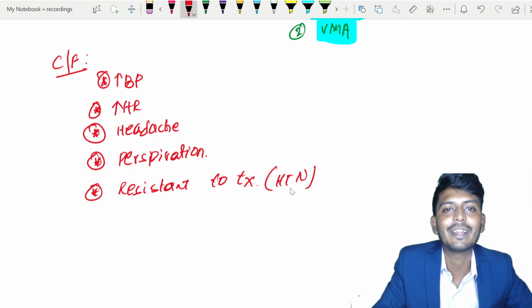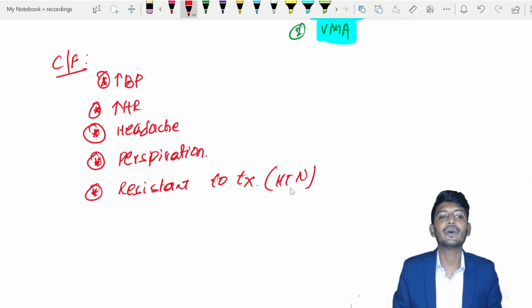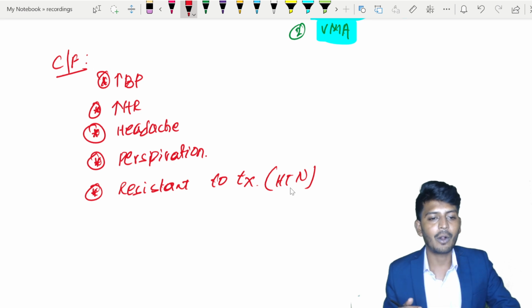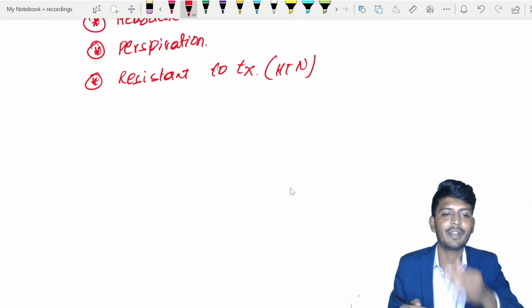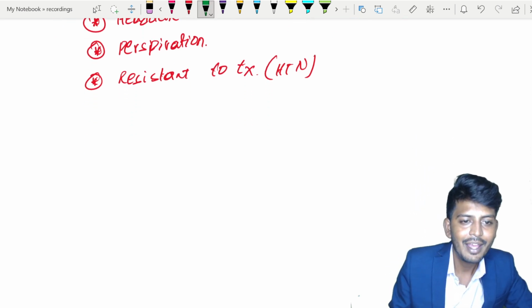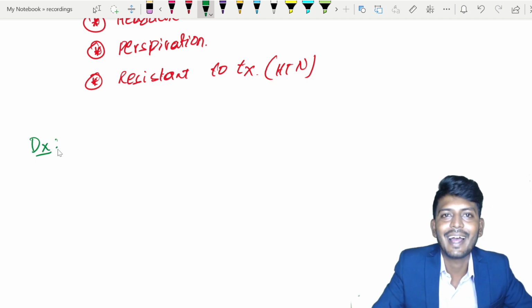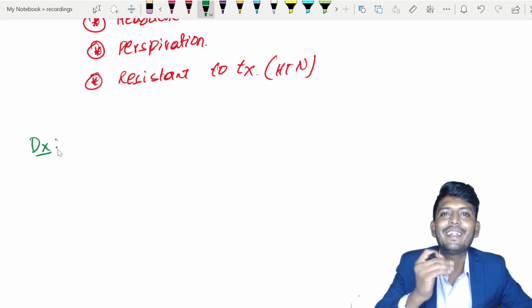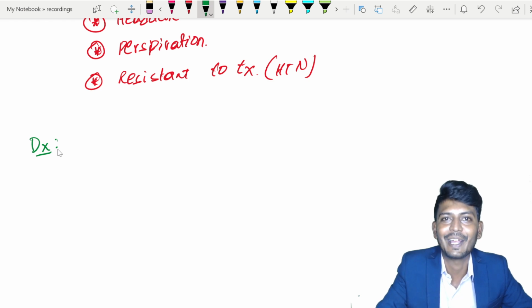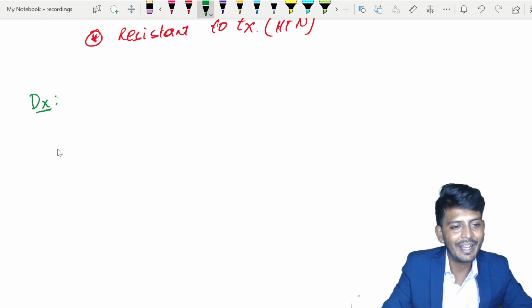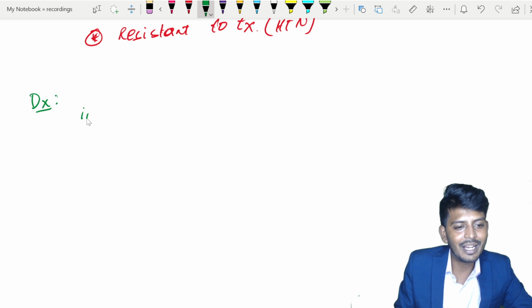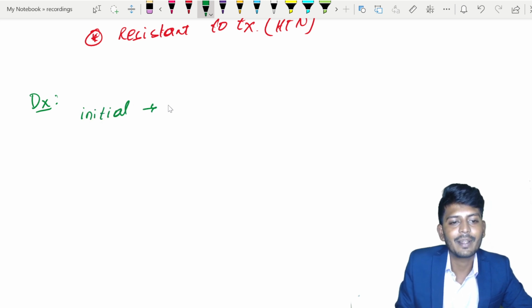So these are a few clinical features associated with pheochromocytoma. Once we found this out, the next important thing we are supposed to do is diagnosis. I had read in one textbook that it says to diagnose the disease before the death, and it was written for pheochromocytoma. Anyways, let's go to the diagnosis. For initial diagnosis, my dear students, we can go for serum metanephrines.